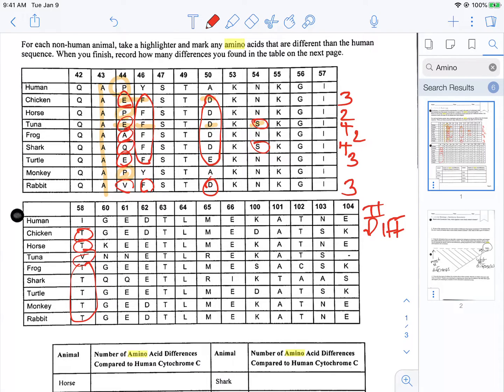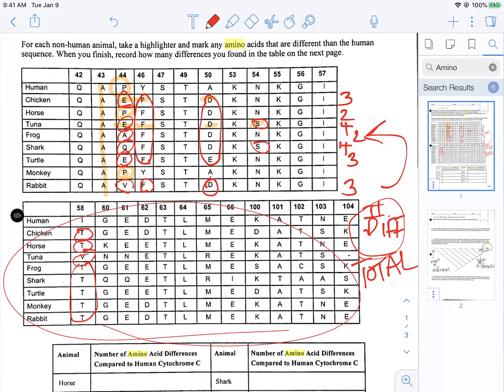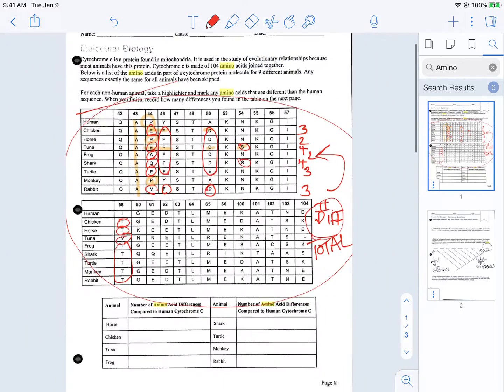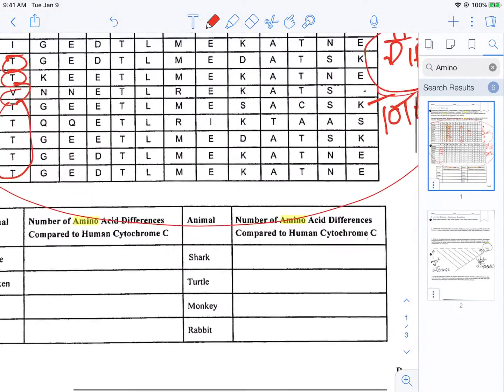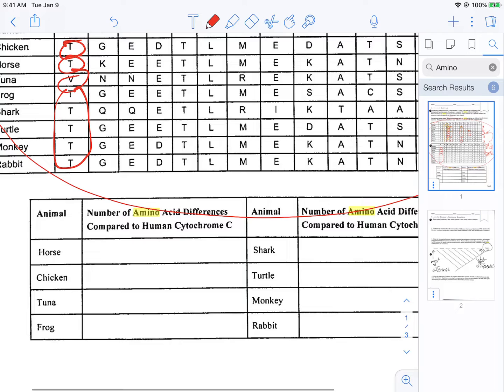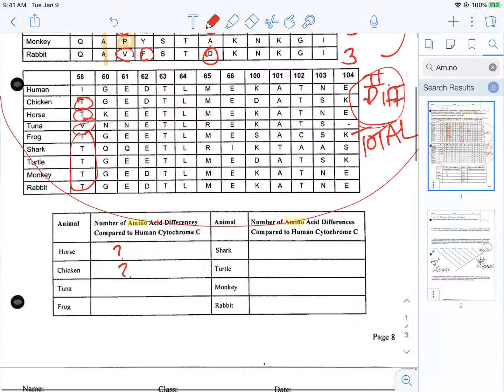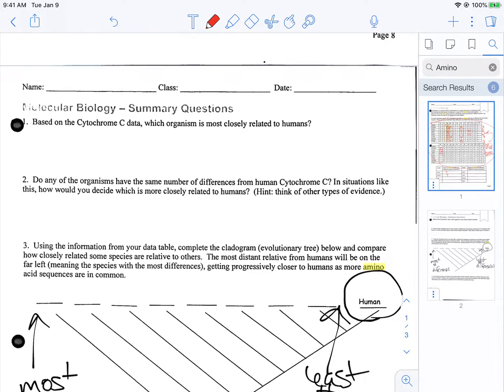And don't forget to add whatever your total is here to whatever you have here to make sure that it is indeed your total. Because if you just do one chart versus the other, that's not going to give you the right answer. You need to make sure that you include the whole 2 charts to get your correct number of differences. Okay? All you're going to do down here is write your total number of differences for each organism. So how many does a horse have? How many does a chicken have compared to a human? Okay? And then we're going to go down here.